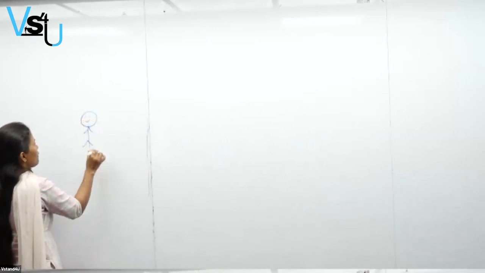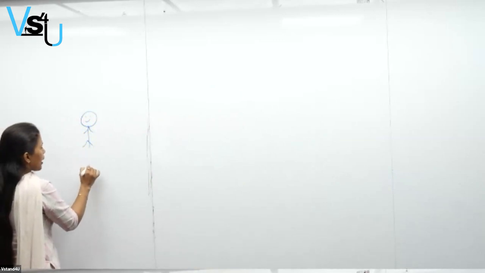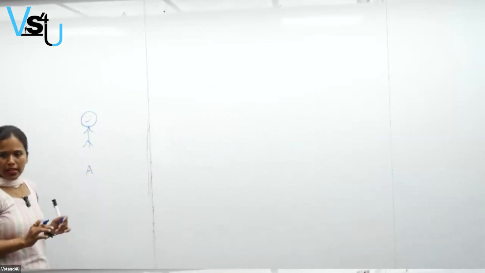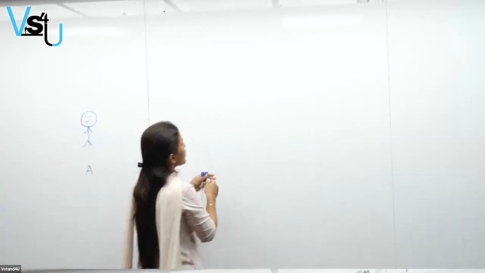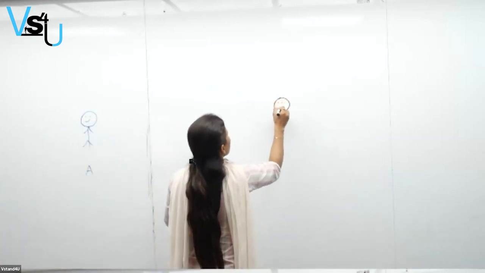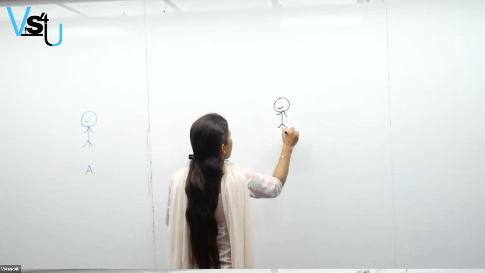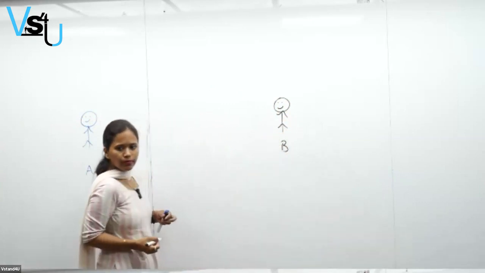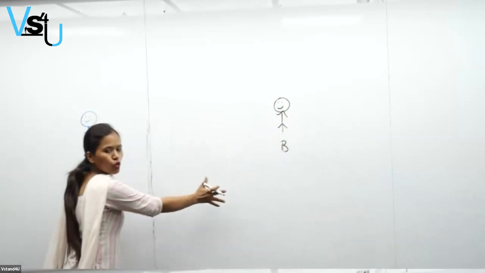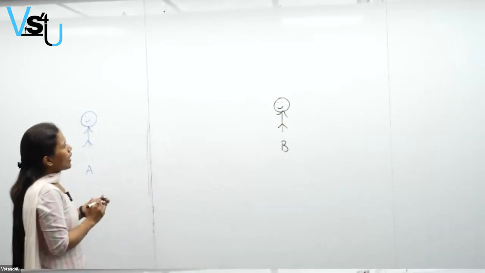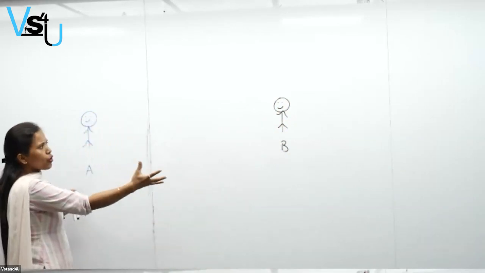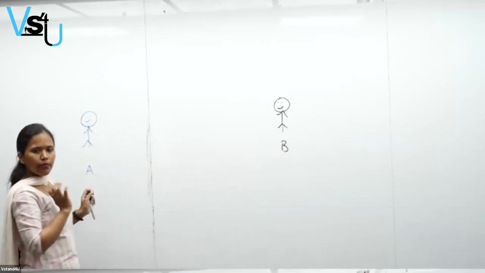One person we have. Let's say this person is Person A. Now, here there is one more person. Let's say the name of this person happens to be B. All of you are getting it? We have two persons here. Now, they too want to become friends. Both of them want to become friends.